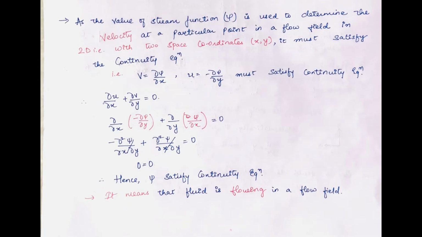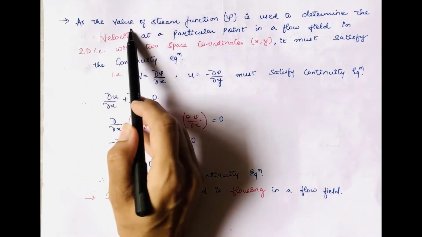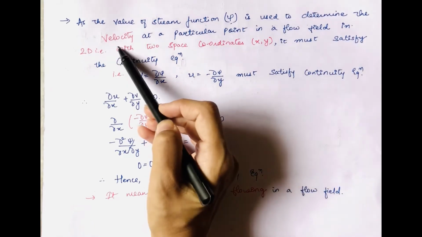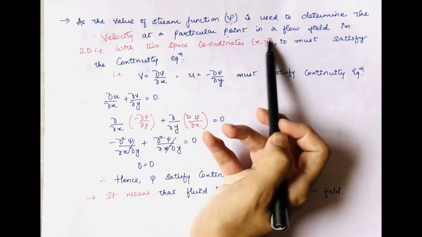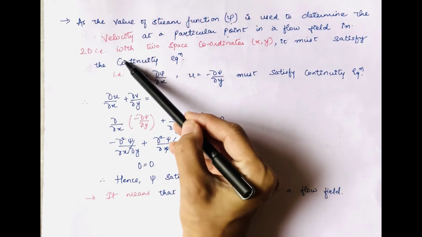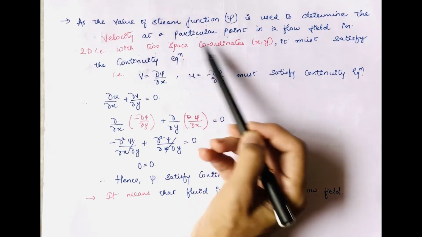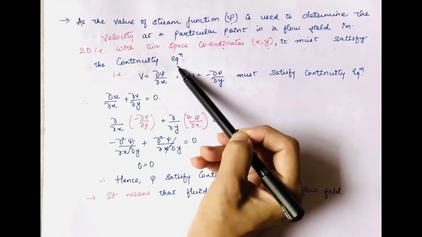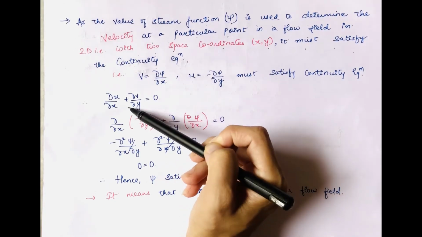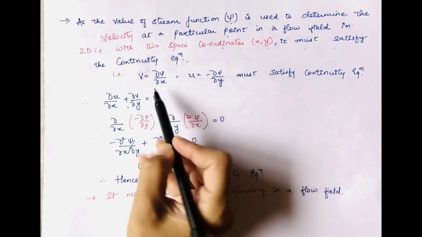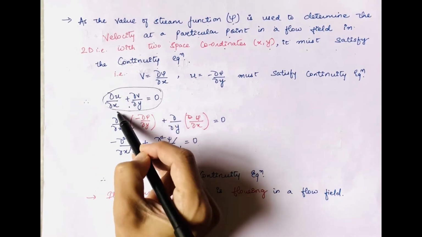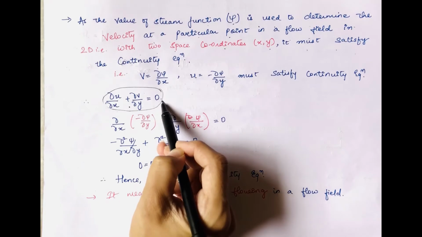Okay, so here, if you can see, it is written that as the value of stream function psi is used to determine the velocity at a particular point in a flow field in 2D, that is with two space coordinates x, y, it must satisfy the continuity equation. The continuity equation for two-dimensional flow will be this: del u by del x plus del v by del y equals 0.